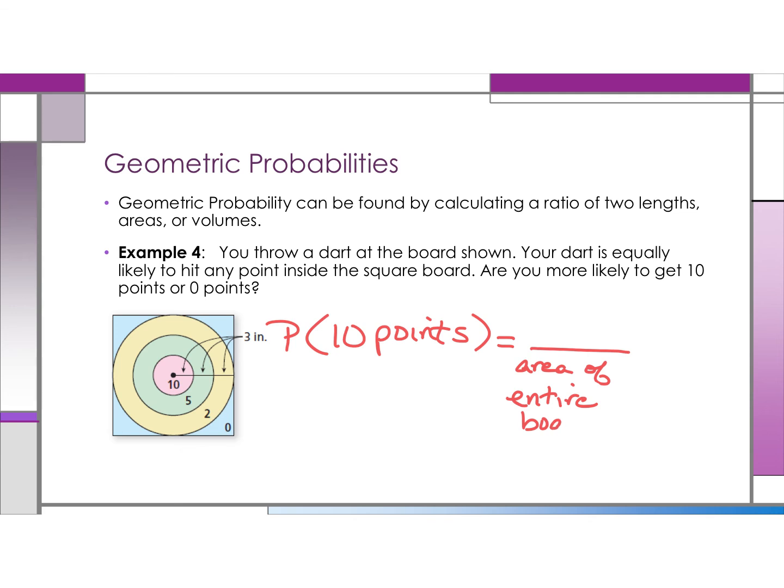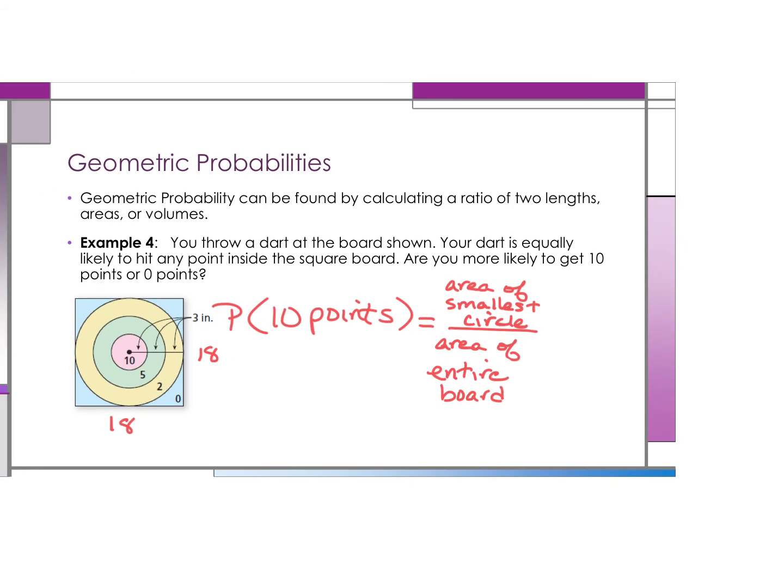That's going to be the denominator, and it's a square, and it's going to be 18 by 18. Then the numerator is going to be the pink circle. So what we need to do is find the area of that smallest circle, or the pink circle, and then that's going to be our probability.